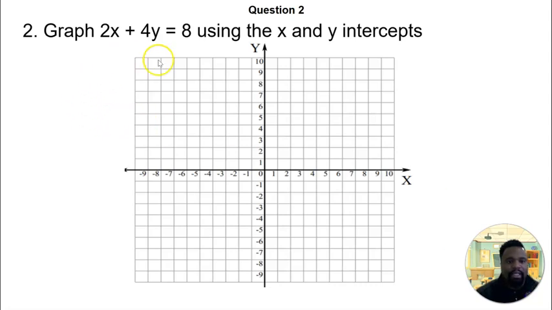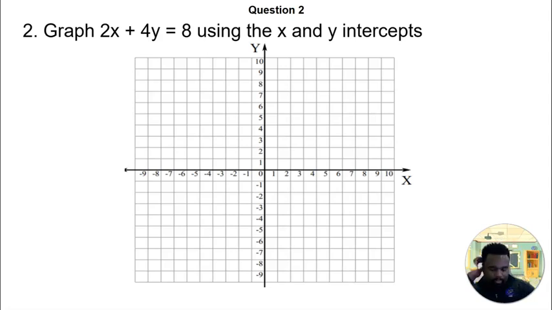We could type this in Desmos, and it'll graph it for you. Just identify your x and your y intercepts, plot them together, and connect it. You could rewrite this in slope-intercept form, and then you could graph it that way. Or you could just find your x and y intercepts by substituting. For example, to find my x-intercept, substitute 0 for y. So then 2x plus 4 times 0 equals 8, which will be 2x equals 8, and x will equal 4. So your x-intercept will be 4.